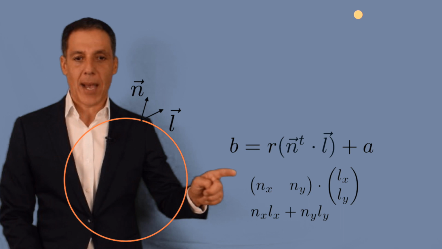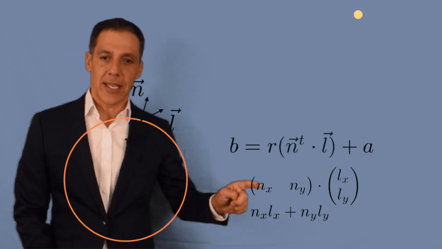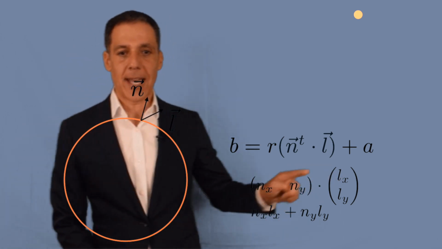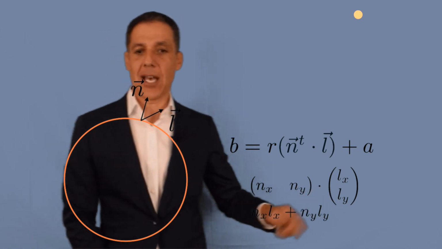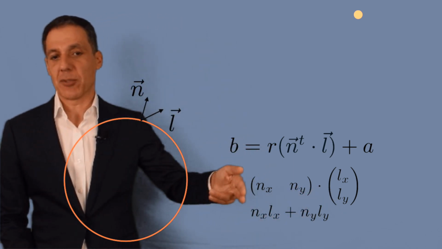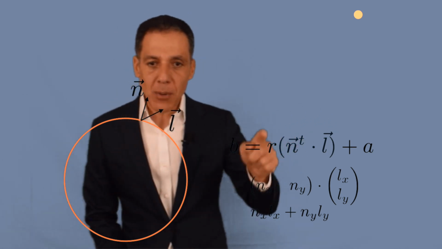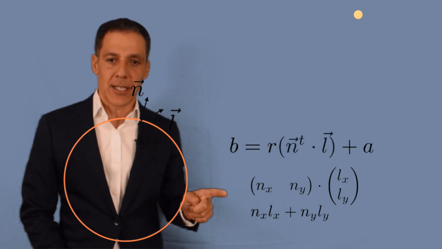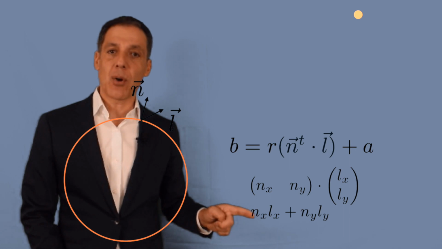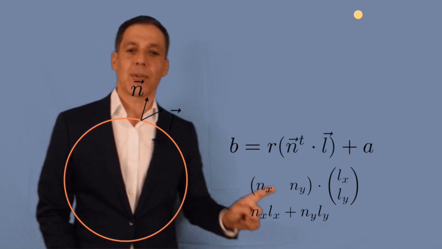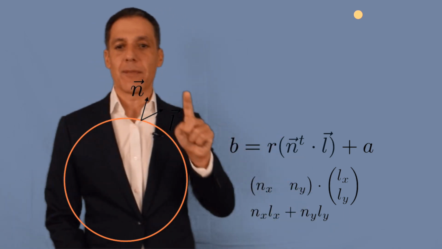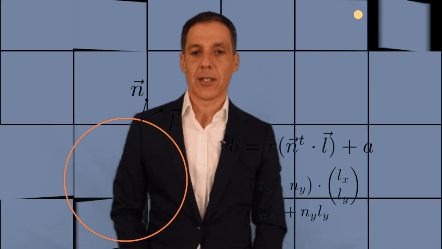And let me just remind you, the way we do the dot product is it's this times this, so nx lx plus ny times ly. It's matrix multiplication. It just happens to be a vector times a vector, a row times a column. So this component right here, this dot product, is the product of the x components of the surface normal and the light plus the product of the y components of the surface normal and the light.